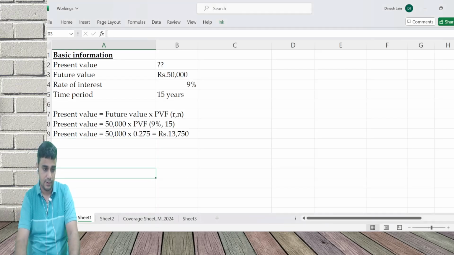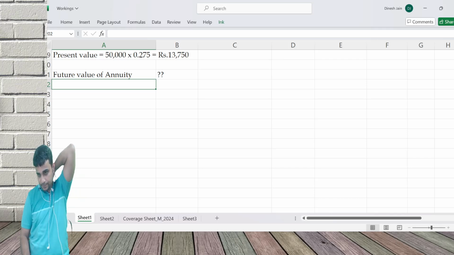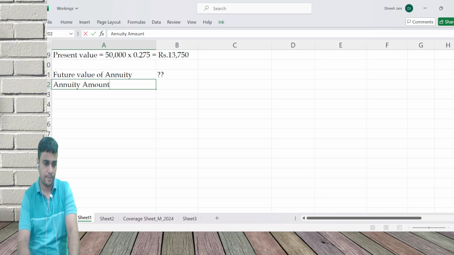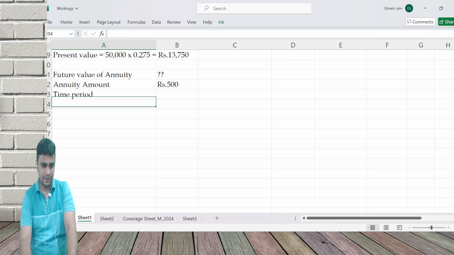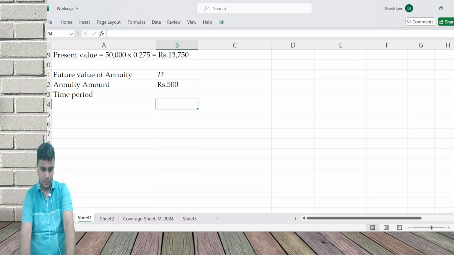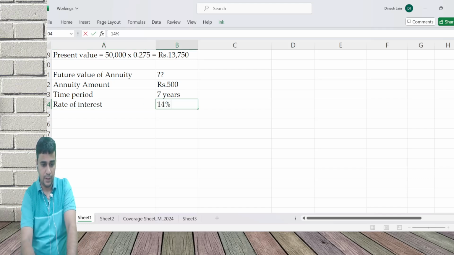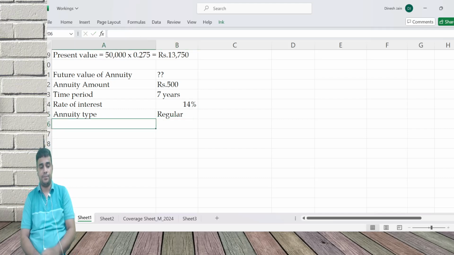Now write basic information. Future value of annuity, question mark. Annuity amount. Time period. What's the time period? 7 years. Rate of interest 14%. Annuity type. Anything mentioned, beginning, end? Nothing is mentioned, then it's regular. If nothing is mentioned, it is regular. Annuity type regular. If problem is silent, we take it as regular.